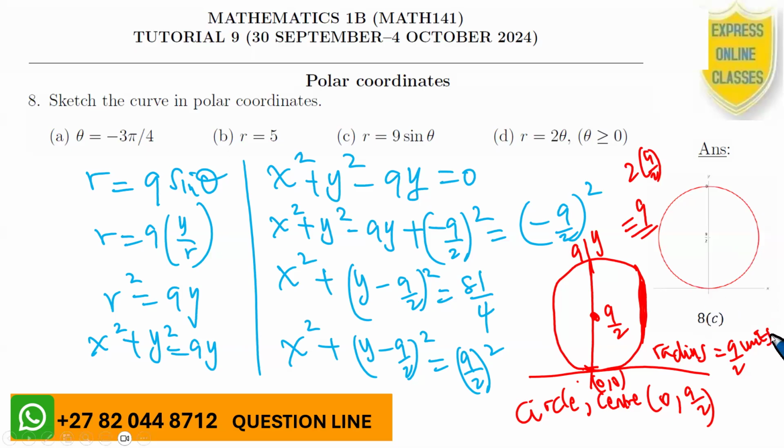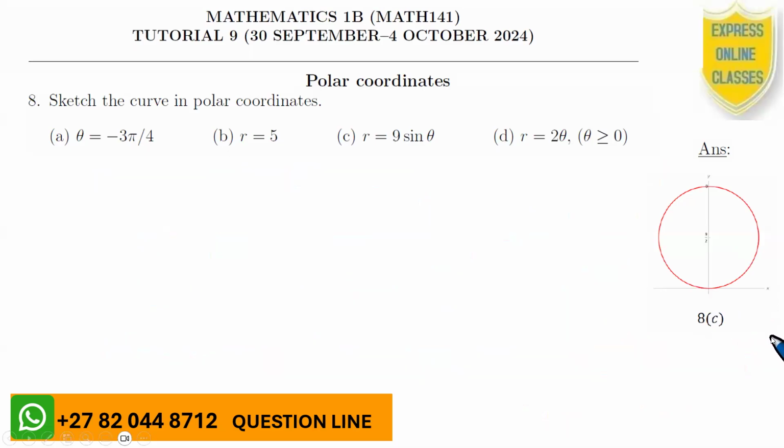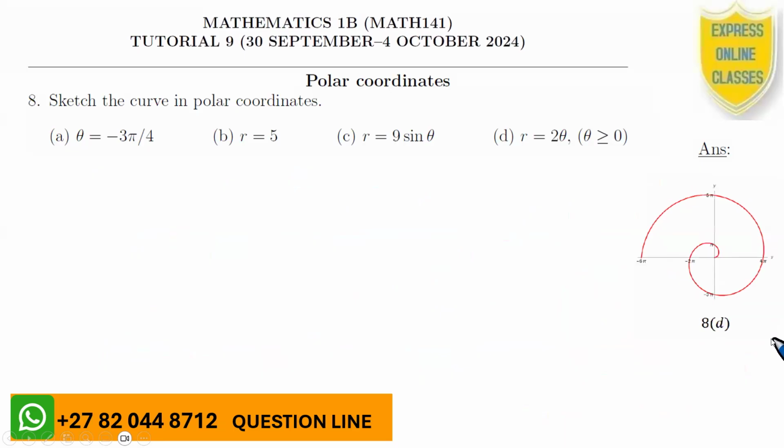Let's look at the next one, D. Let us look at D. So D is that one. Right, so obviously we have the following.